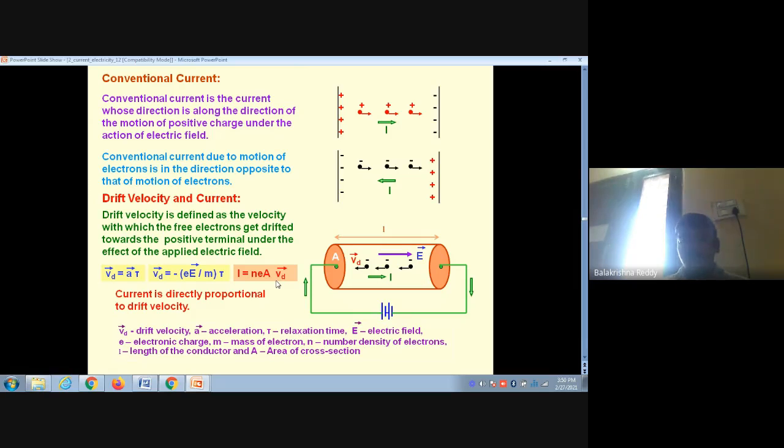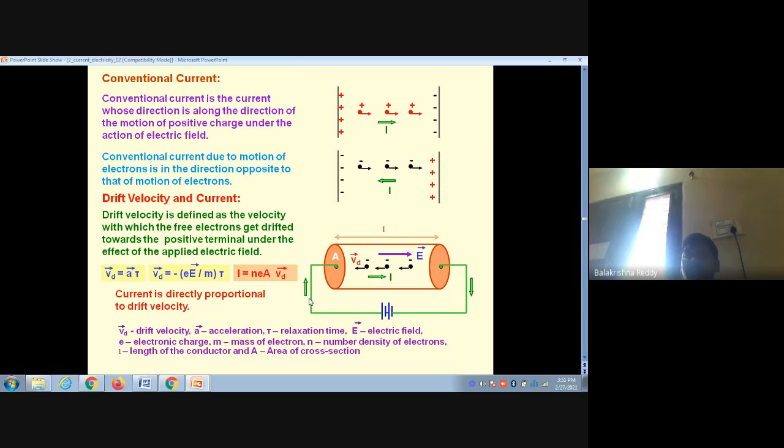Current is directly proportional to the drift velocity here. How? Obviously, how many electrons get drifted or moved towards the positive side, that much amount of current will come on the negative side, right? So current is always directly proportional to the drift velocity. And a is the acceleration, tau is the relaxation time.